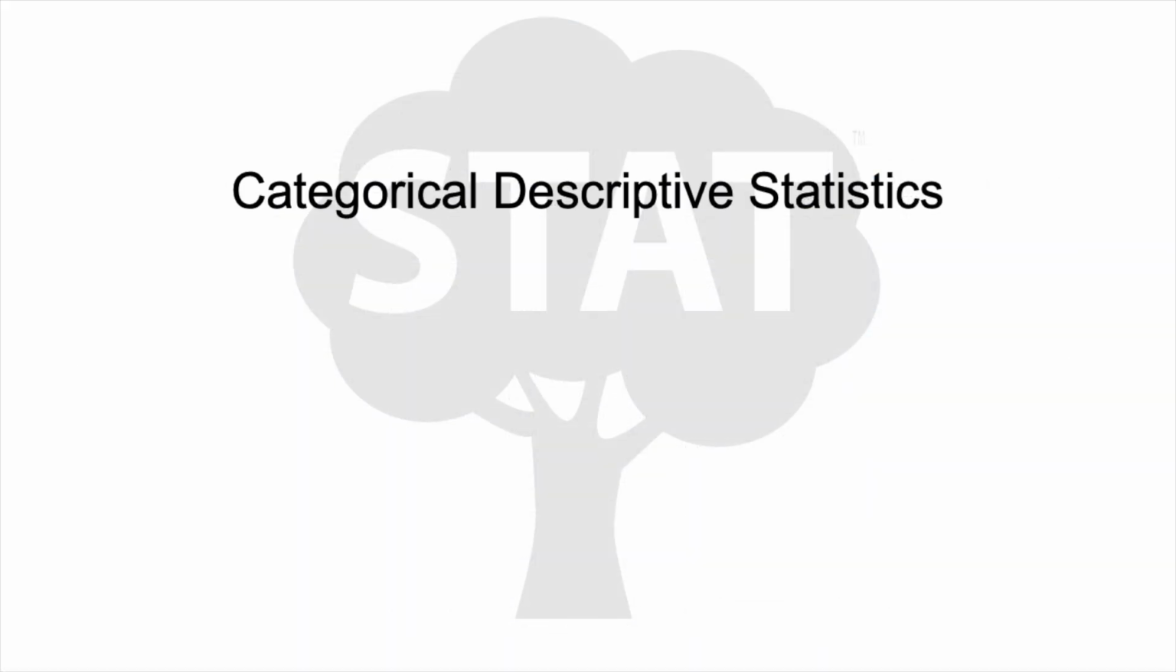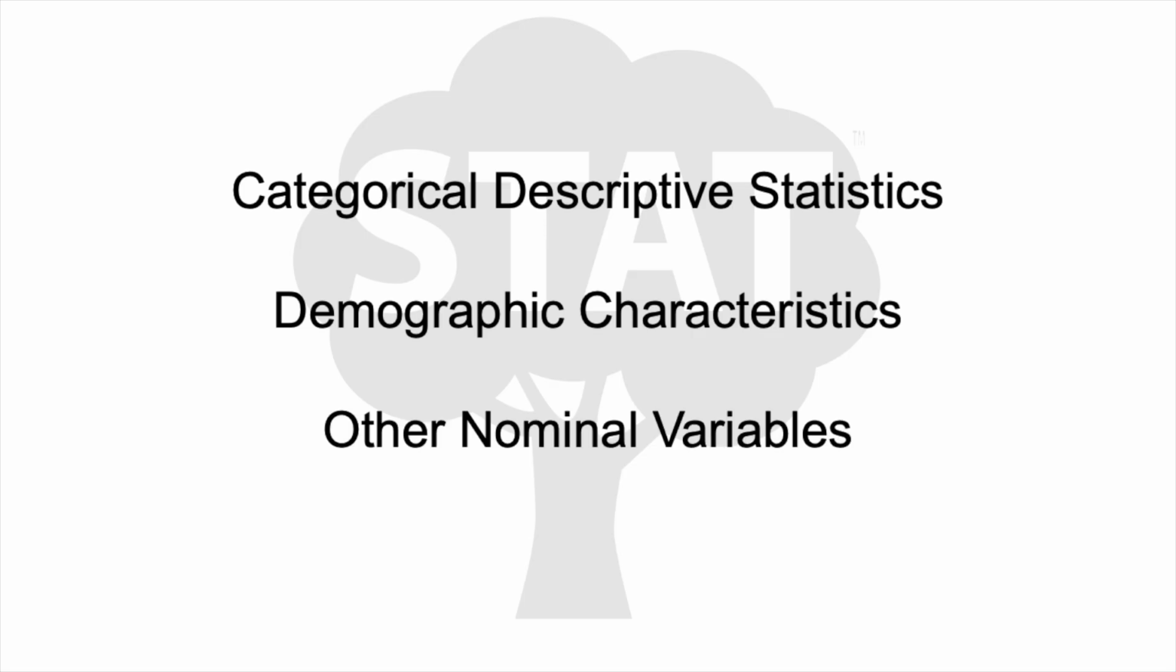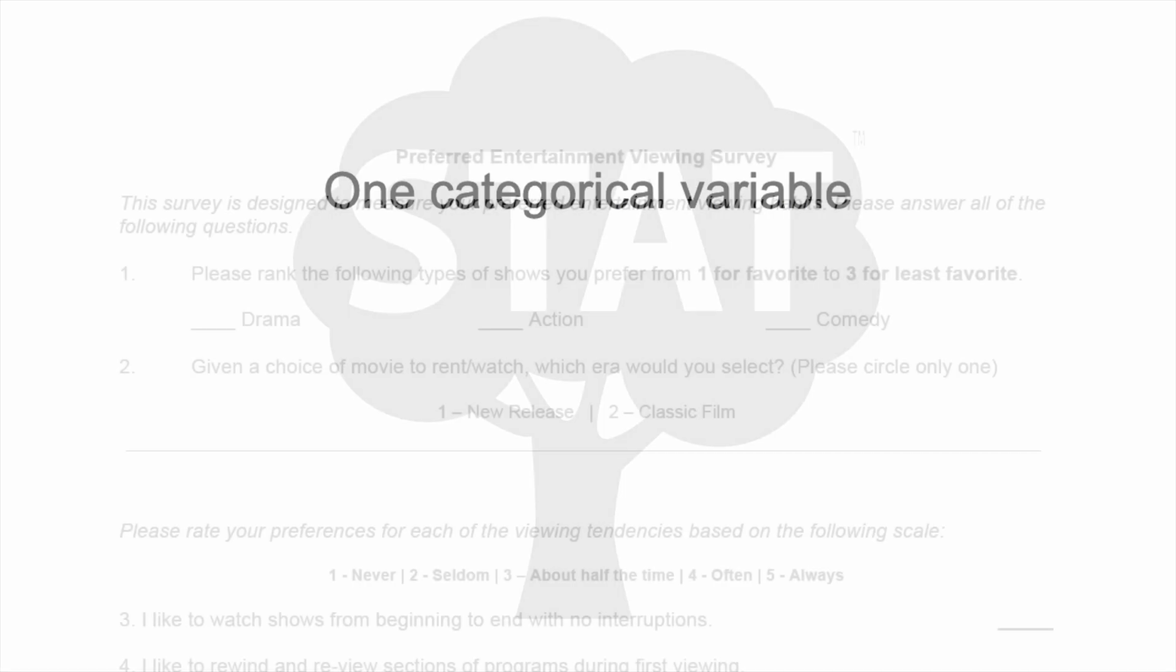This video will cover just the categorical descriptives, such as summaries of race or gender, and any other variables on your survey which are measured as nominal. You will need one categorical variable in order to run this test.